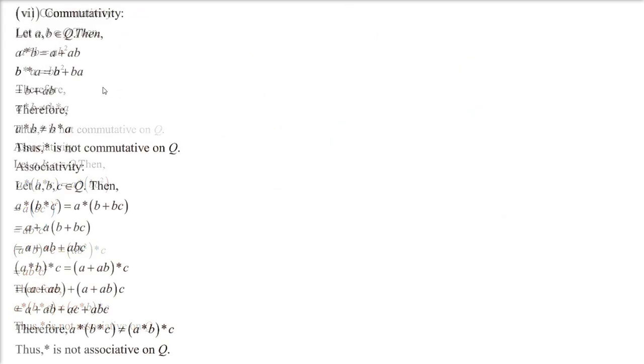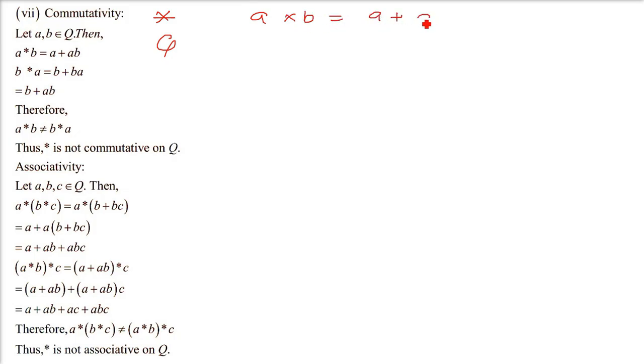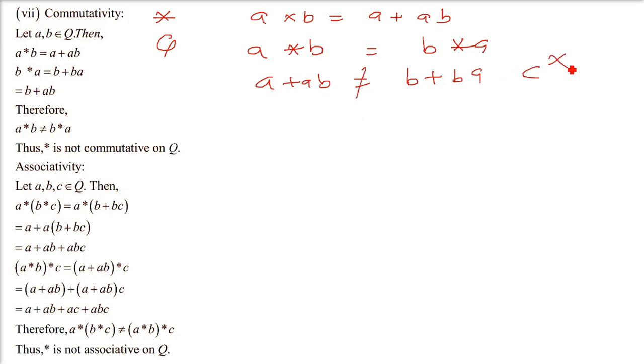Then we have the seventh part. Seventh is star on Q defined by A star B is equal to A plus AB, for all A, B belongs to Q. A star B equals B star A. So A plus AB equals B plus AB. They both are not equal. Just say it is not commutative. A plus AB is not equal to B plus AB. Okay. Coming to the associative. (A star B) star C equals A star (B star C). First we'll do these two.